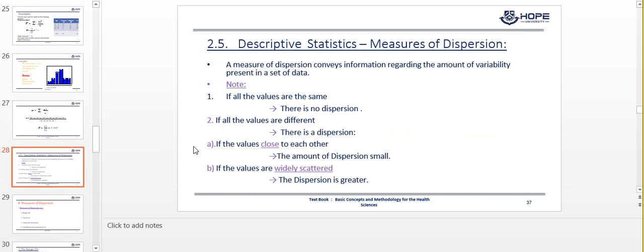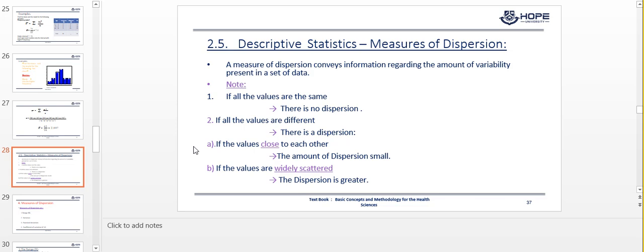Also, in descriptive statistics we use measures of dispersion to see how our data is spread in the normal distribution. The measure of dispersion conveys information regarding the amount of variability present in the set of data. So we have formulas to understand and measure the spread of our data in a normal distribution.